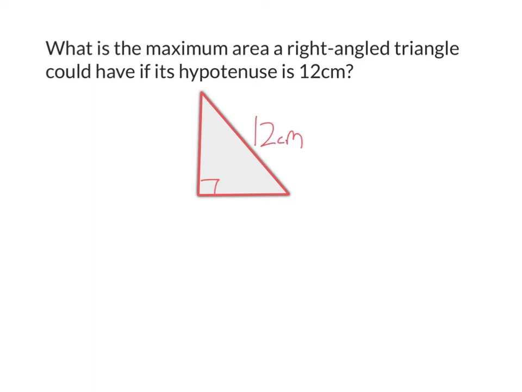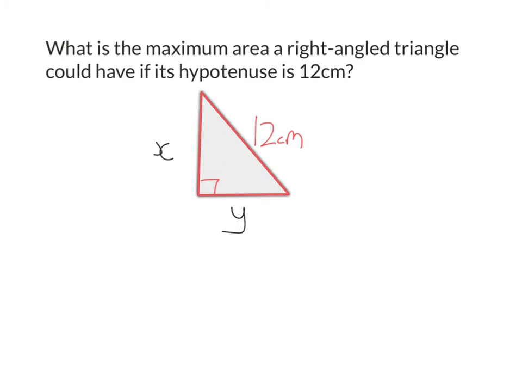So to find the maximum area, I need a function for its area. I need A equals something, then differentiate it. We know that the area of a triangle is half the base times the height. The problem is I don't have a variable for either of these. If I call this x and I call this y, that's a problem because I don't know how to differentiate a function that has two variables, x and y. We haven't gone through that in class.